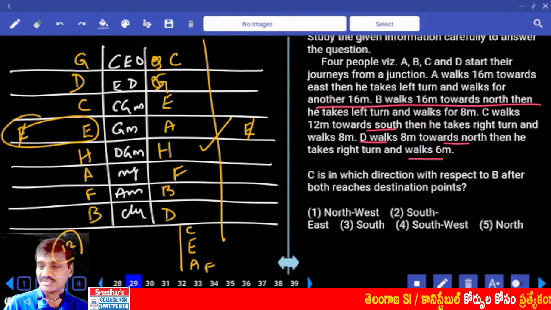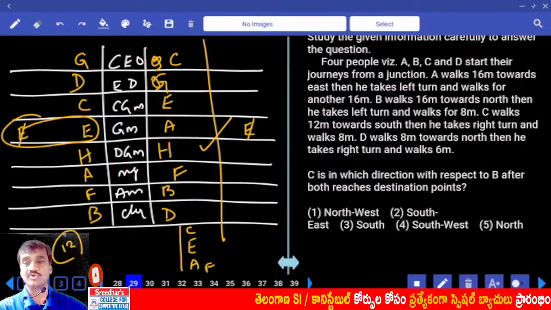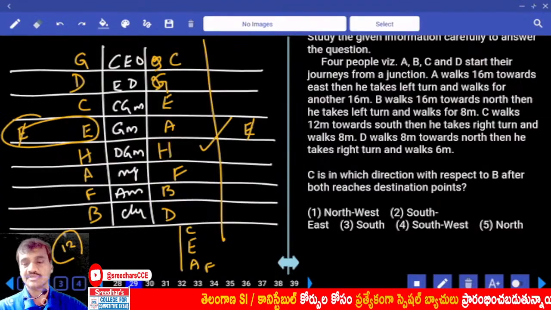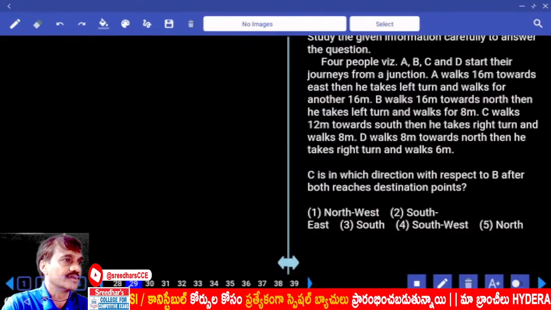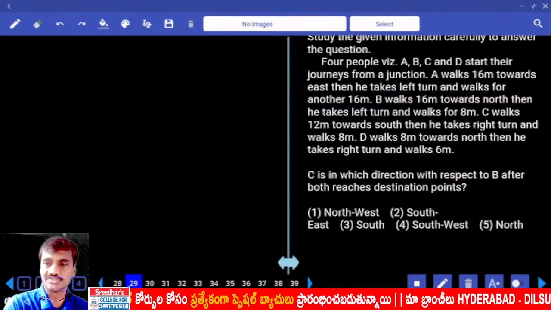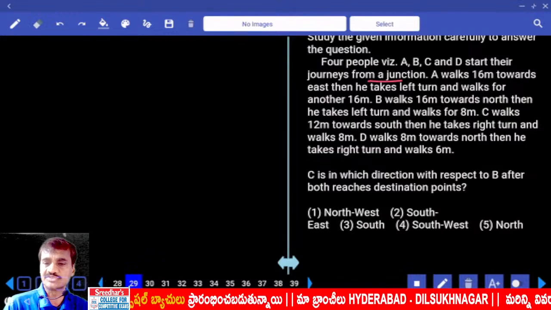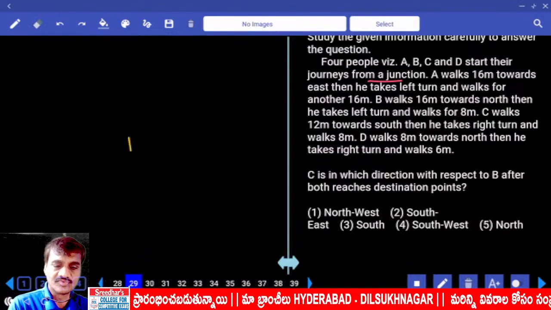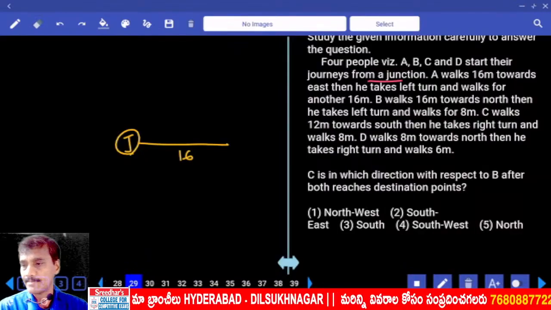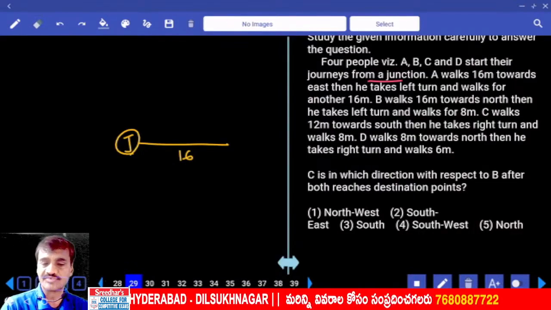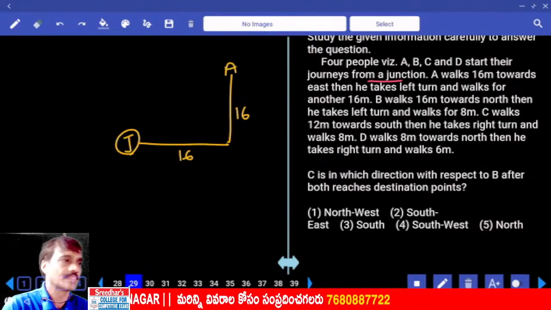Then coming to question number 29. Now in this question number 29, there are 4 people, A, B, C and D, who start their journeys from a junction. A walks 16 meters east from this junction. Clear? And then he takes a left turn and walks another 16 meters, reaching point A.